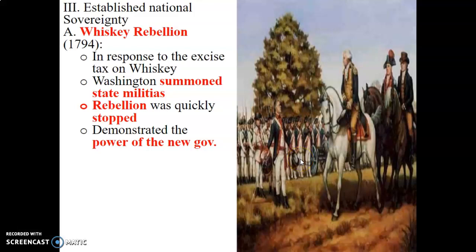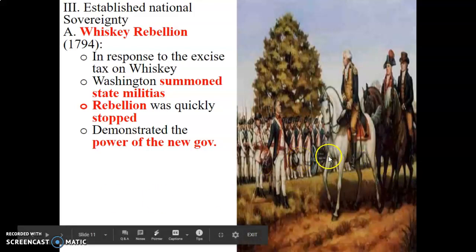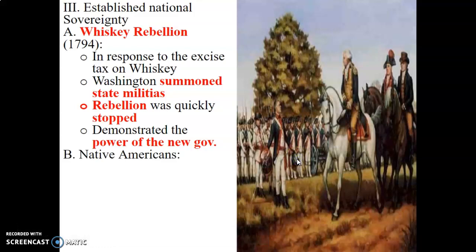Okay, this is part two of chapter 6. So we have the Native Americans. Now that we're creating a government, how are we gonna deal with the people that are already here, the Native Americans? The answer is not that good.